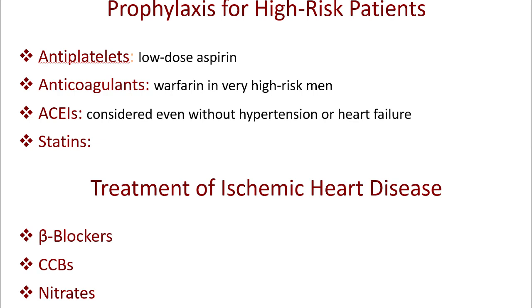Diabetics, hypertensives. First of all, you need to give them statins to prevent the formation of the atherosclerotic plaque. Then you want to give them antiplatelets and anticoagulants, low-dose aspirin, even warfarin in very high-risk men. And ACE inhibitors also can have some prophylaxis benefit against ischemic heart disease. So this is as a prophylaxis.